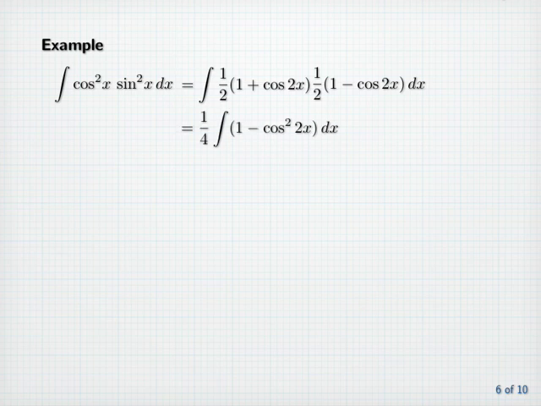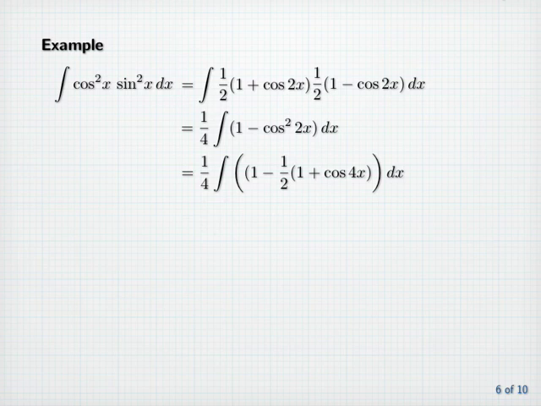Now let's multiply out those factors. We'll pull 1/4 outside, and the product of 1 plus cosine 2x times 1 minus cosine 2x is 1 minus cosine squared 2x. Now we'll handle cosine squared 2x in a similar way. We'll apply the same power reduction formula and write that as 1/2 of 1 plus cosine of 2 times 2x, or cosine 4x.